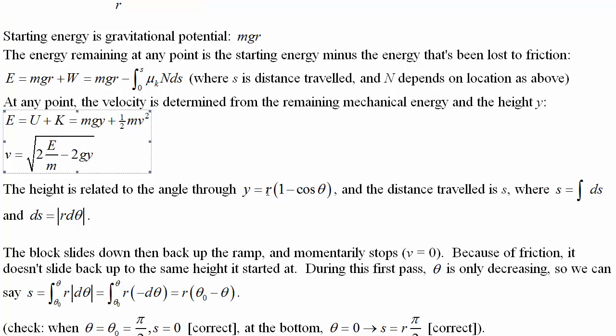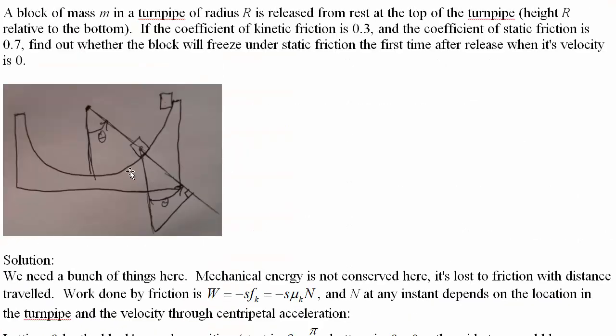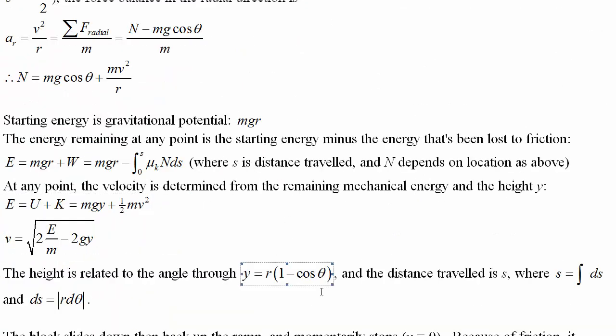So the height is r times 1 minus cos theta. This is a little bit tricky to see. Consider the height of this block by dropping a horizontal line from the block over to the side. The height is y. This distance is r, right? The whole distance is r, and the distance from the top to the y coordinate is r cos theta. So y must be r minus r cos theta. Sure enough, that's what we got here.